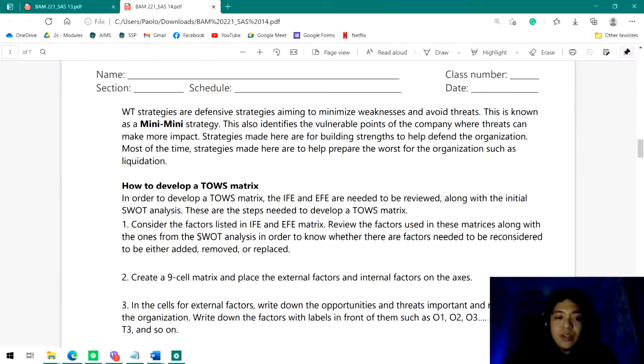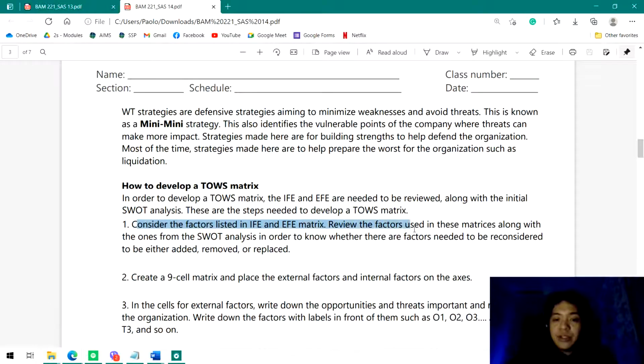So, in order to develop a TOWS matrix, the IFE and EFE matrices need to be reviewed along with the initial SWOT analysis. These are the steps needed to develop a TOWS matrix. So, ano nga ba ang gagawin natin? The first thing that you should do is to consider the factors listed doon sa IFE and EFE matrices ninyo.